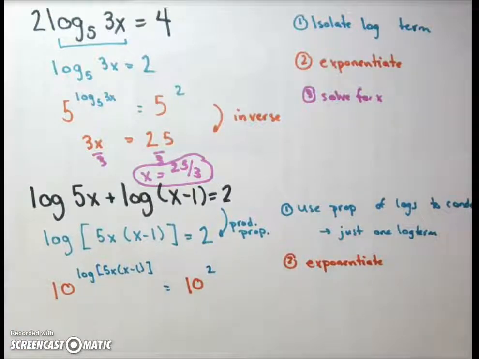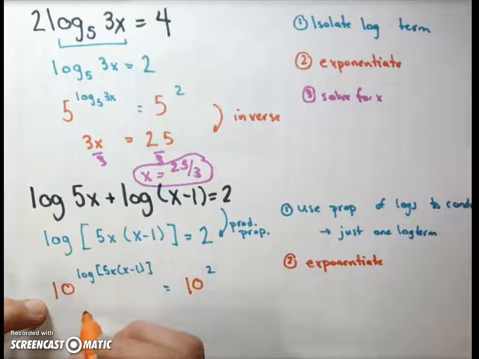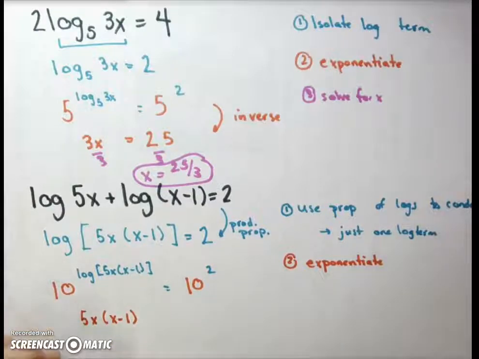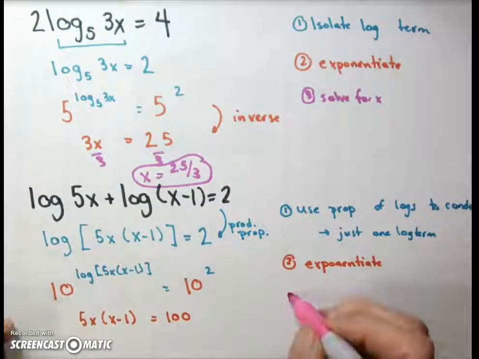By the inverse property, now I have just the exponent left on the left, because 10 to the log base 10 of an exponent just leaves me with that exponent. So I have 5x times x minus 1 equals 100. And now I'm going to need to solve for x. I used pink for that before.